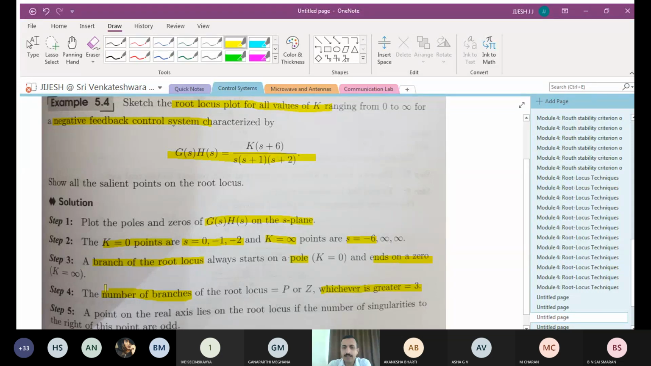A point on the real axis lies on the root locus if the number of singularities to the right of this point is odd.